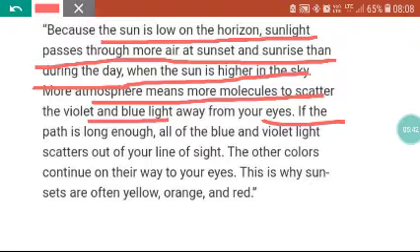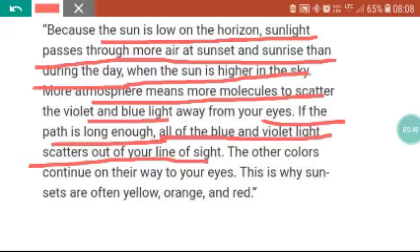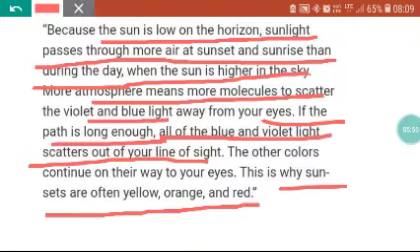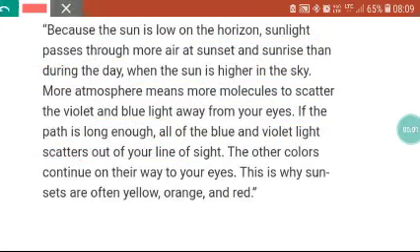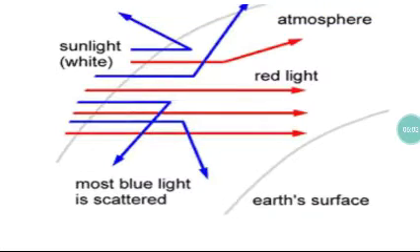And if that distance is long enough, then all the blue colors will scatter out from our eyes. And in that case, at sunset and sunrise, the sun appears either orange or red. Okay, red or orange. That is the reason. Okay, through the figure we understand this.